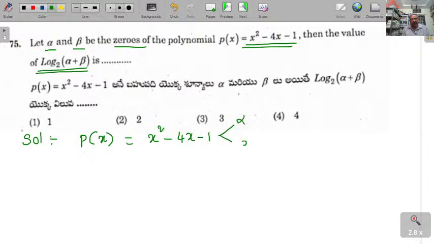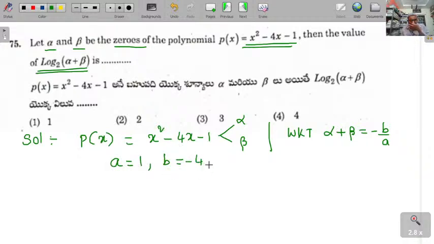One is alpha, one is beta. So we know that the sum of the zeros, alpha plus beta, is equal to minus b by a. Here, a equals 1, the coefficient of x square, b equals negative 4, that is the coefficient of x, and c is equal to the constant term, minus 1. So first we need to find alpha plus beta.